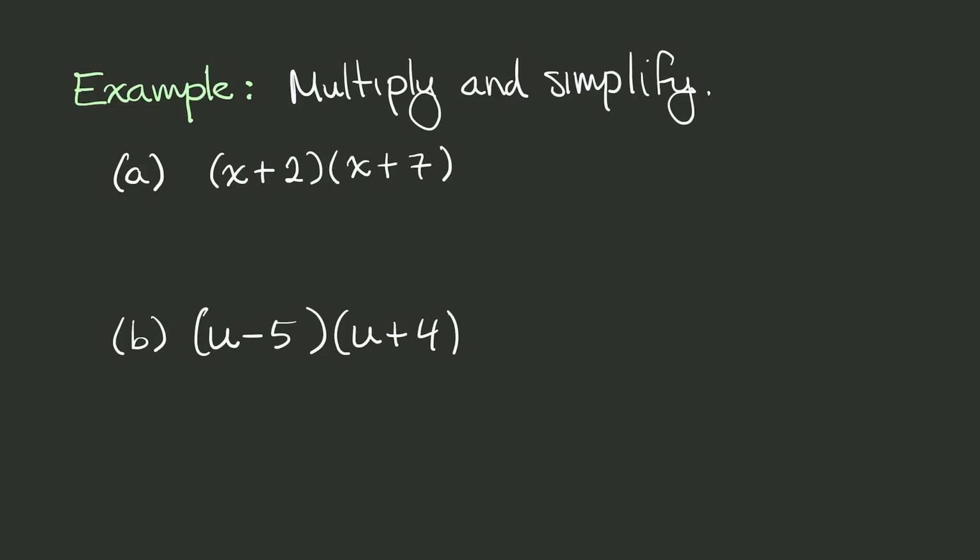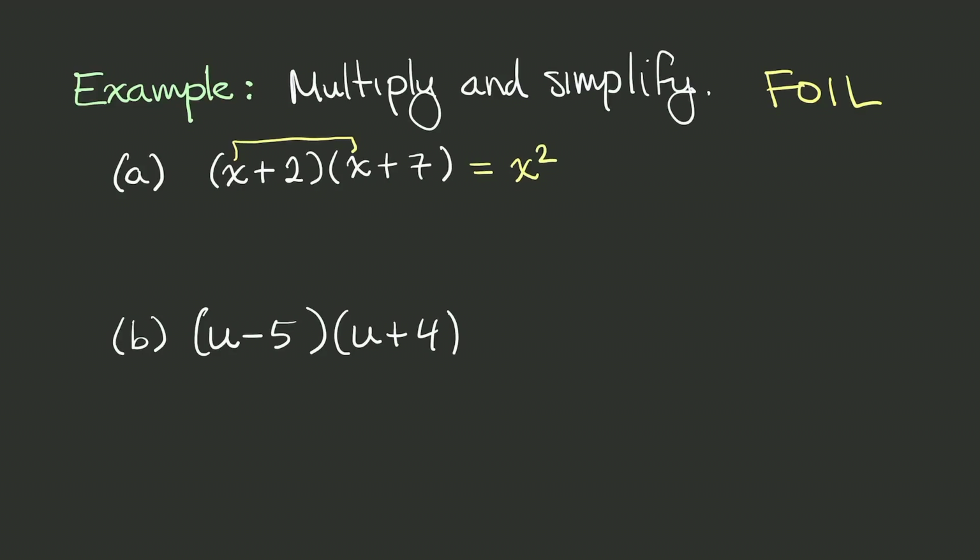The FOIL method gives us a way to make sure that every term in the first set of parentheses gets multiplied once by every term in the second set of parentheses. FOIL stands for first, outer, inner, last. By first, we mean that we'll take the first term in each of the two binomials and multiply those together. So we'll get x times x, which is x squared.